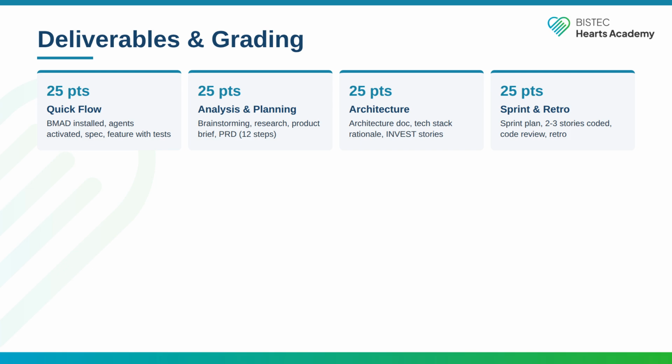Architecture and stories covers your architecture document with tech stack rationale, database and API design, INVEST-compliant stories grouped into epics, and a passing implementation readiness check. Sprint and retrospective covers your sprint plan, sprint status YAML, 2 to 3 implemented stories with tests, a code review report, and a retrospective document with actionable items.